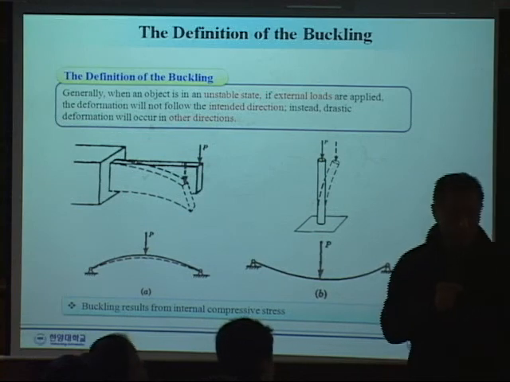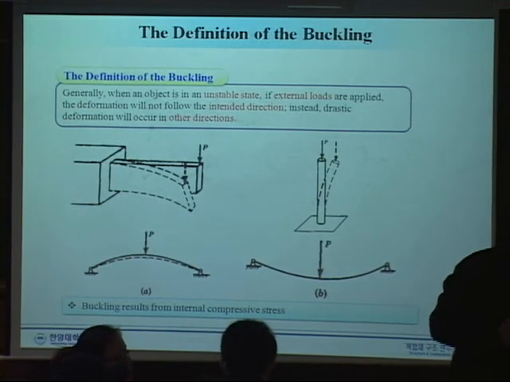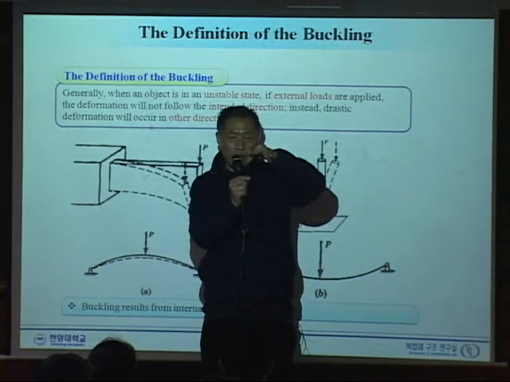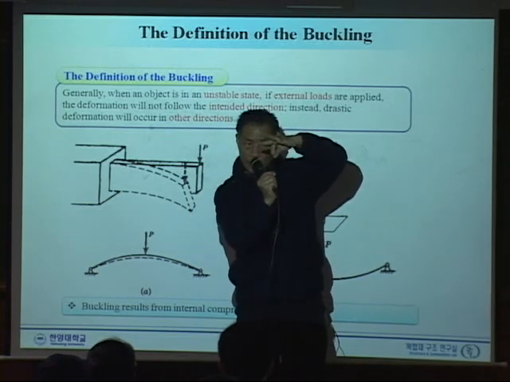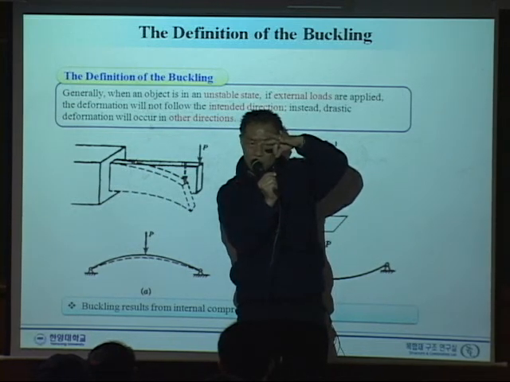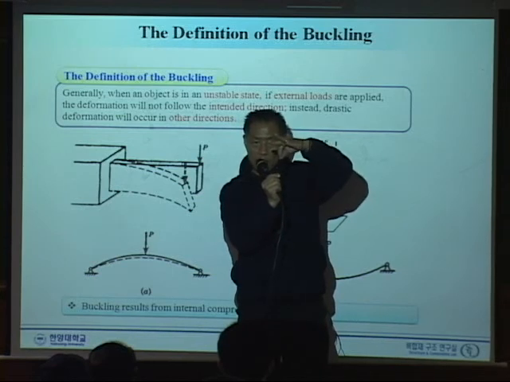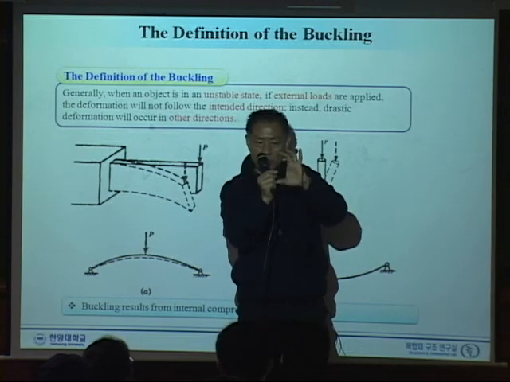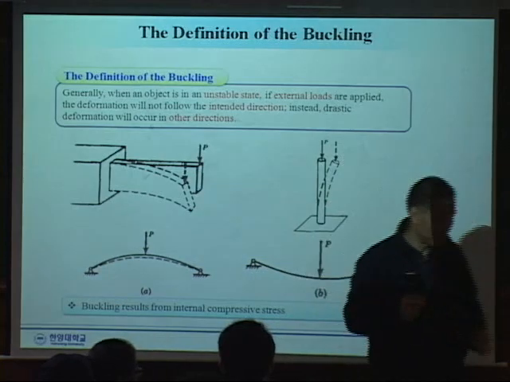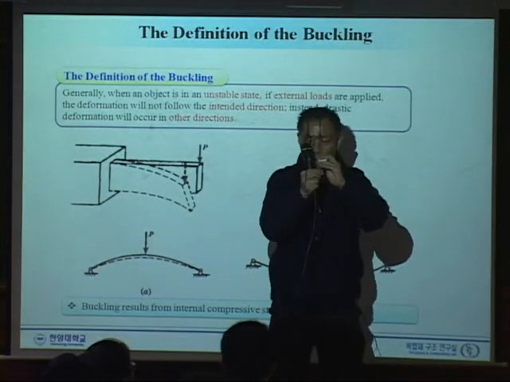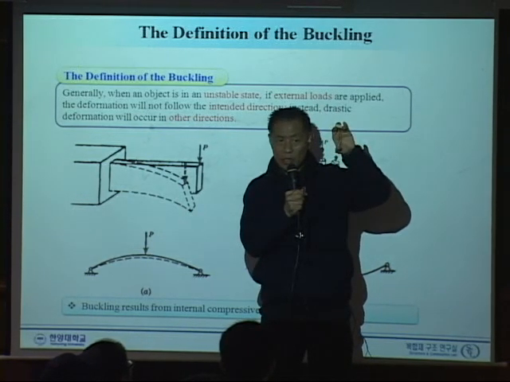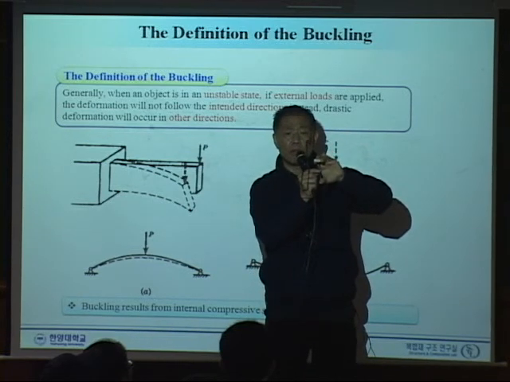Does anybody have a long, slender pen? Okay, same as this one. And again, we just apply a tension load. It's very stable, right? If we load a little bit deviated, it doesn't deviate too much. But if we just reverse the force, with the same amount of load, it easily buckles, right? Easily buckles. I didn't make it bend.